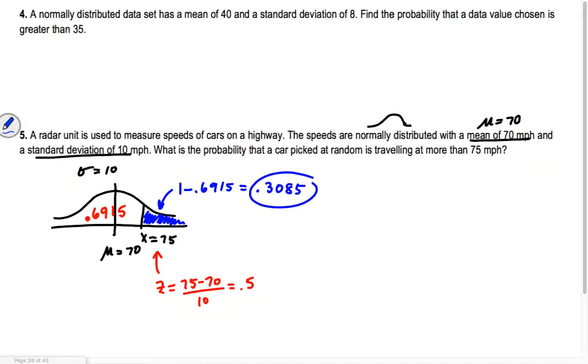Now, if I wanted to write this very math-wise, which is probably a good thing for AP stats if you're going into that, here's how I would write it. The probability that our x value is greater than 75 is the same as the probability that a z-score is greater than 0.5, which equals 0.3085. That would be the correct way of writing that. Does that make sense?